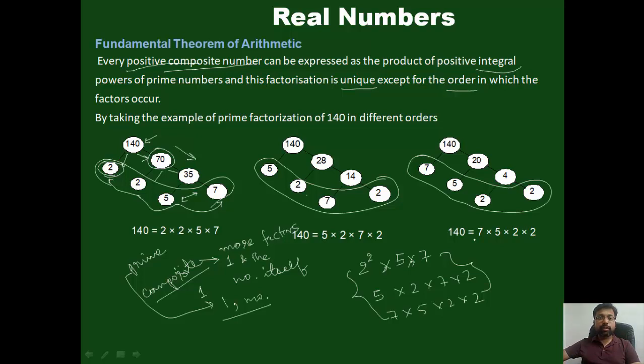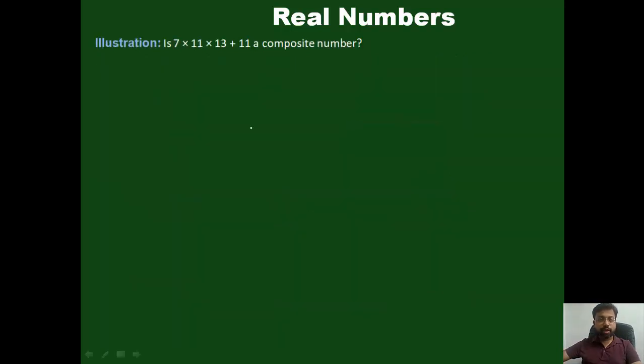And this is what the fundamental theorem of arithmetic states, that any composite number can be expressed as a product of positive integral powers of prime numbers such that the factorization is unique but the order may not be. And this is an example by which we showed it. Now let's get into illustrations and then you'll be able to gauge it much better.